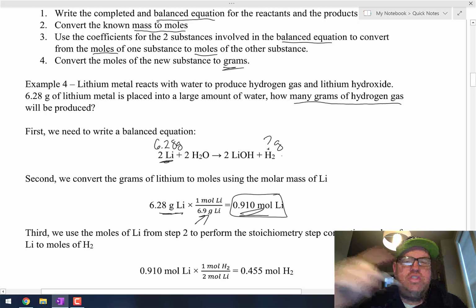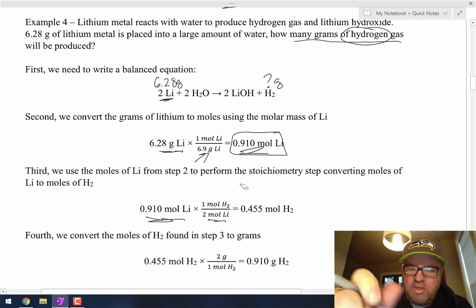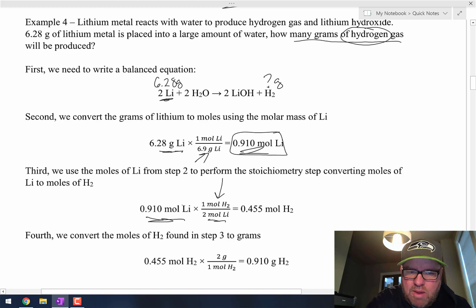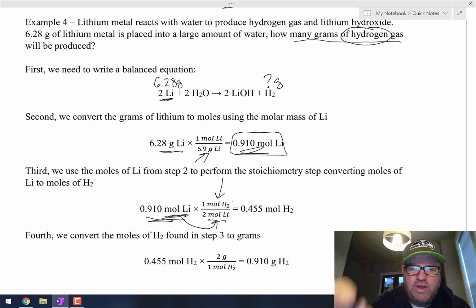Now we just do what we learned yesterday. Now we go to the balanced equation. We take our moles of lithium, and then we put moles of lithium on the bottom. And since they're asking us about hydrogen, we put moles of hydrogen on the top. Remember, how do you know which one goes on the top and on the bottom? It all depends on this. Moles of lithium have to go on the bottom. And then whatever substance they're asking you about, that's the one that goes on top.